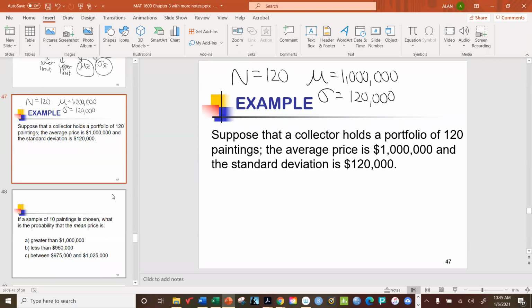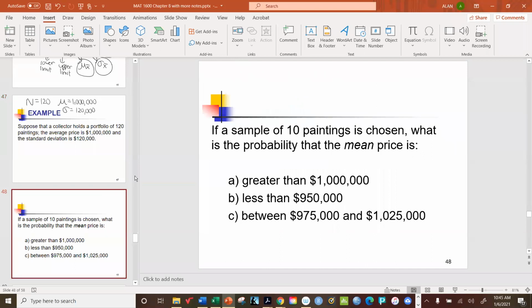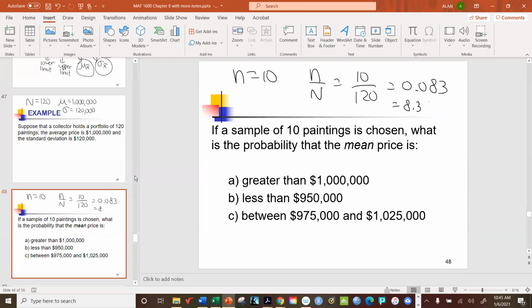So we're going to pick a random sample of 10 paintings from that collection. Now, n over N in this case is 10 out of 120, which looks like it's going to be quite a bit higher than 5%. In fact, this is 8.3%, which is clearly greater than 5%. And therefore, this is now considered to be a large sample.